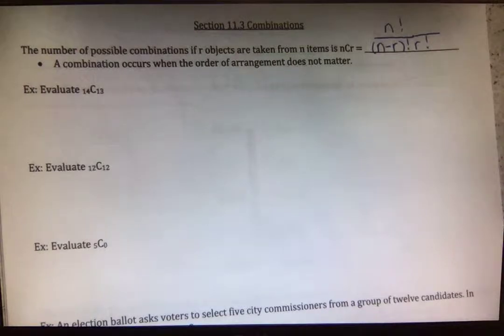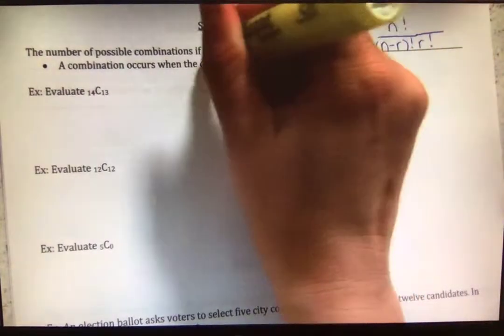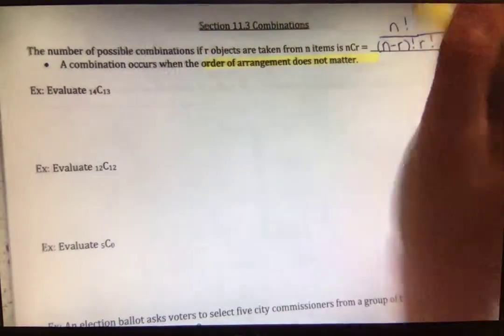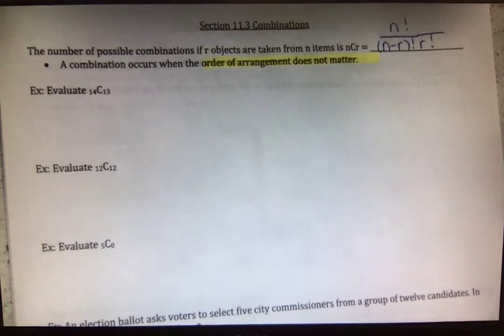Our biggest takeaway, maybe I should have highlighted it before, is that a combination is when the order does not matter. Before we were asking, what is the order of the comedians going on stage? What was the order of president, vice president, secretary, treasurer, all that stuff? Now we're doing where order does not matter.